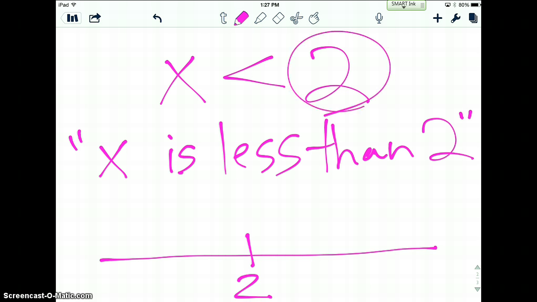Because that's my special number right there in my inequality. And then I'm going to see 1 above it, which is 3, and 1 below, which is 1. And then I'm just going to use arrows. I really don't need other numbers on there.